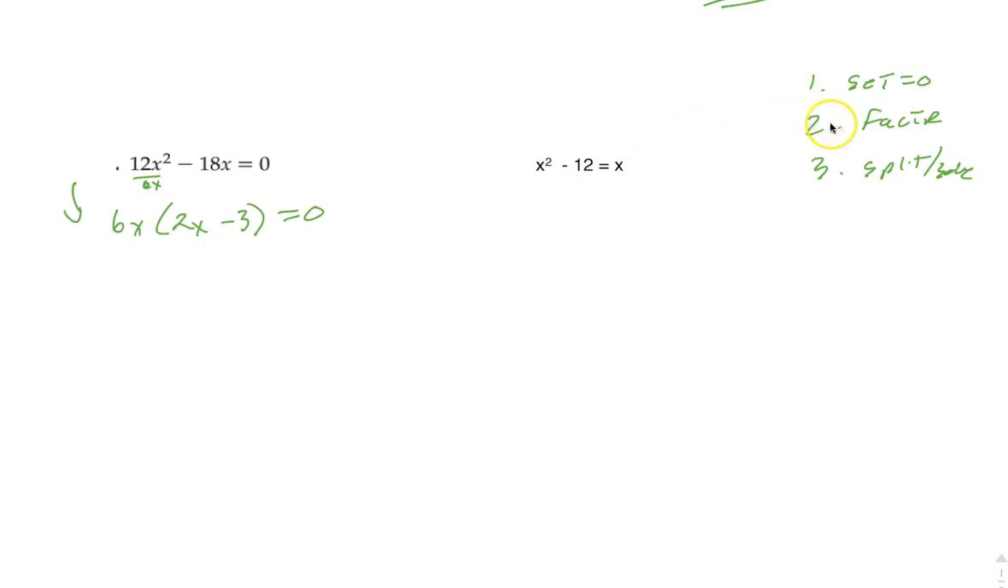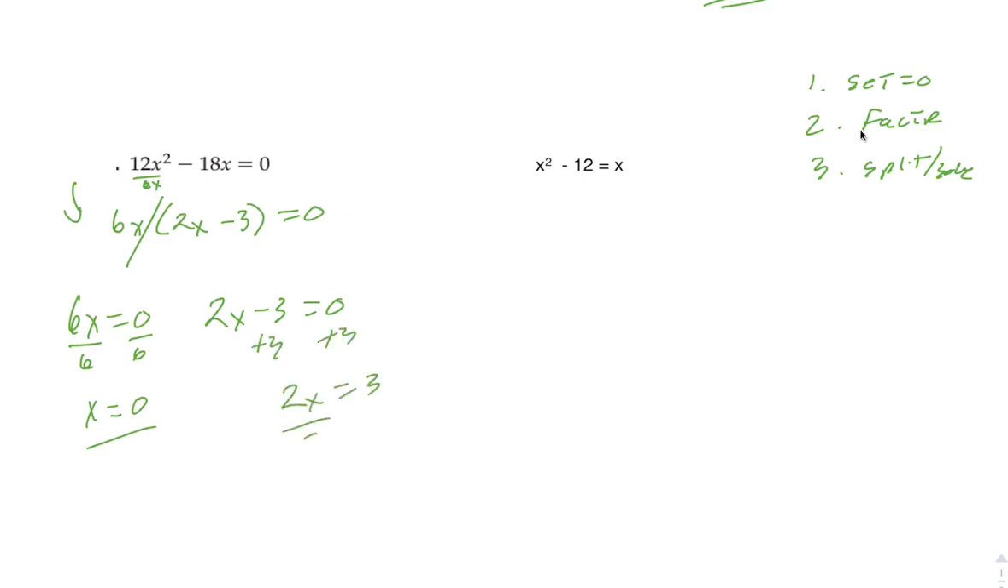So I set equal to 0, I factored, now it's time to split and solve. 6x equals 0, and 2x minus 3 equals 0. Divide by 6, don't freak out about the 0. You get 0. Plus 3, then divide by 2, and you get x equals 3/2. Again, feel free to check your work, and it should hold.